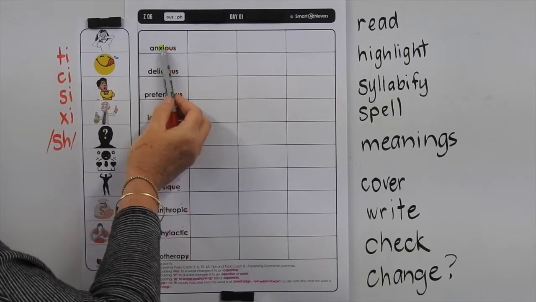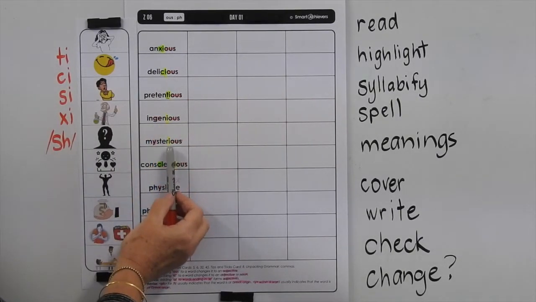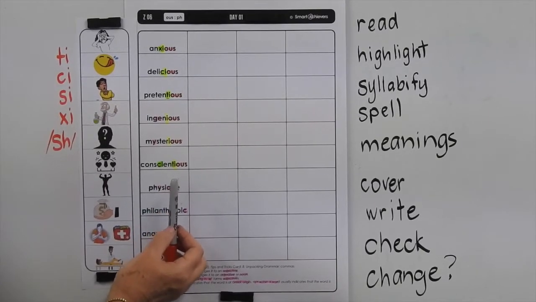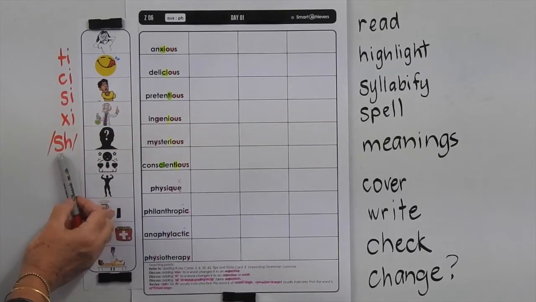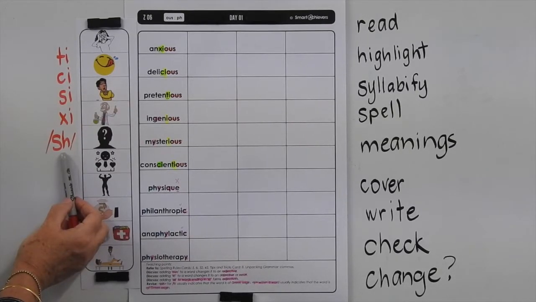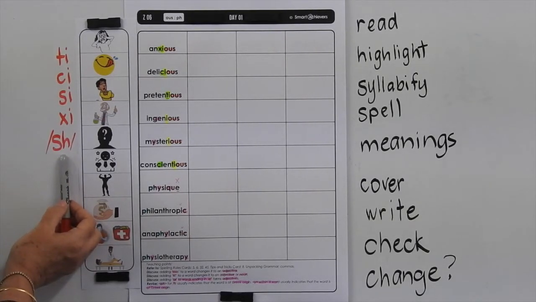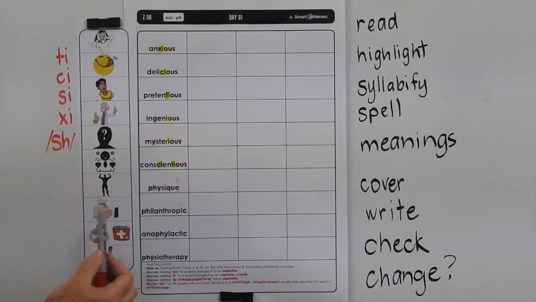It's anxious. Now, the XI, CI, TI, CI once again, are all representations of sh in the middle of a word because you know you can't use SH in the middle of a word for the sh sound. SH can only be used at the start or end of a short word such as shop or fish.